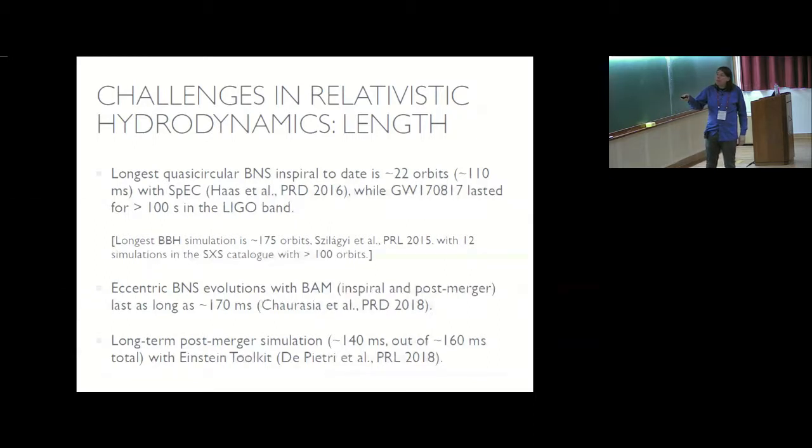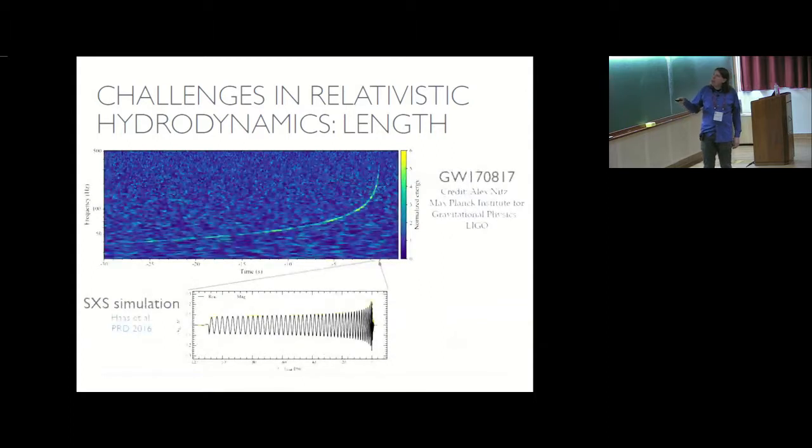For eccentric BNS simulations, here with a finite difference code instead of a spectral code, you've had some that go a little longer, 117 milliseconds, and people have also done post-merger simulations, these a bit longer as well, given what the difference code does. Just to put this in perspective, here is the last 30 seconds of the chirp of GW170817. Here's where you'd have this little sliver, which is this SXS simulation.